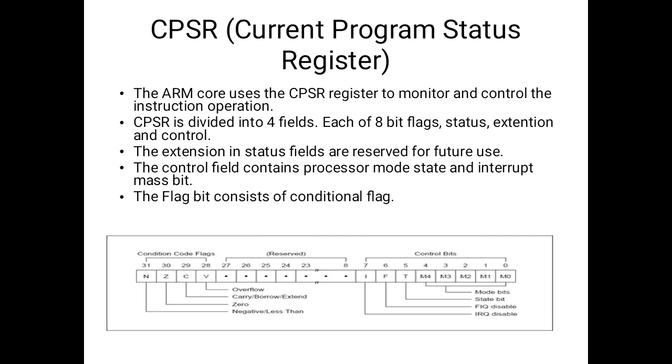CPSR register. The ARM core uses the CPSR register to monitor and control the instruction operation. This register is divided into 4 fields as shown in the figure: 8-bit flag, status, extensions and control. Status and extensions are reserved for future use, whereas the control field contains the processor mode, state and interrupt mask bits. The flag field consists of the conditional flags as shown in the figure.